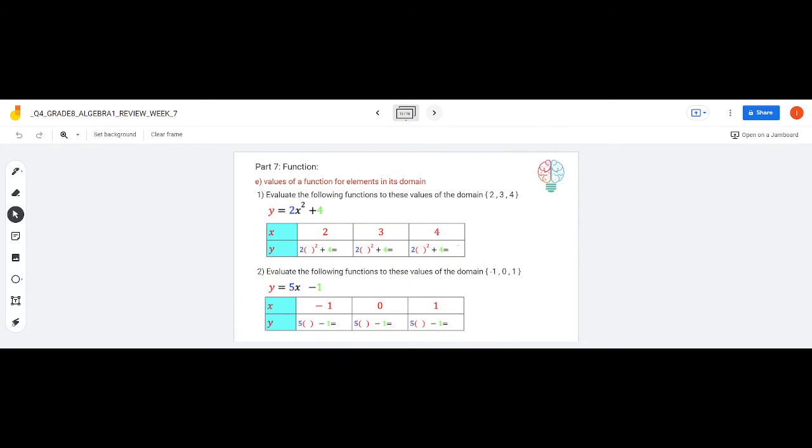Now, let's focus on the next part. So the next part is like evaluation. Well, it is evaluation, right? So all we do is evaluate the following functions to these values of the domain. What does domain mean? Domain means x values. So that means x values. Right, so we have 3 x values, 2, 3 and 4, and wherever there's an x, I'm going to put that in those places.